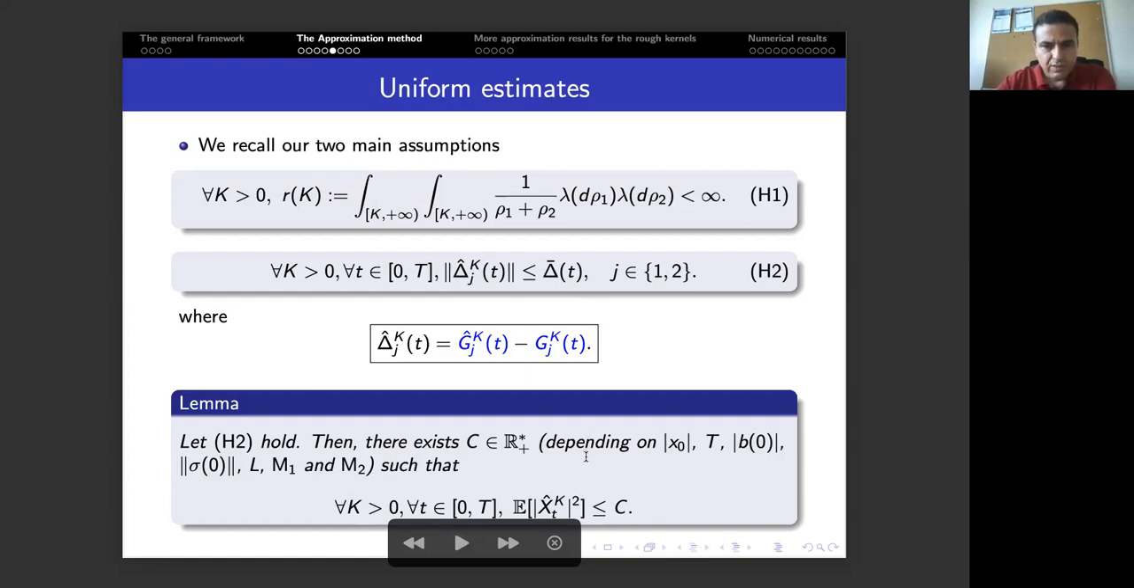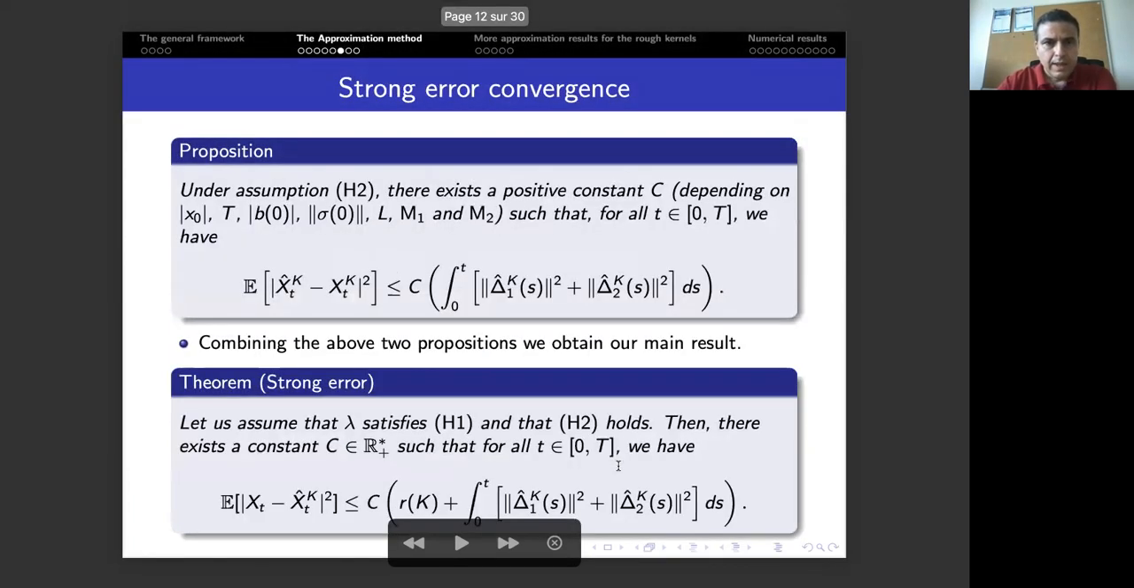Then we have a first result. Under assumption H2, we are able to prove that we have uniform bounds of the second moment of the truncated approximated stochastic Volterra equation. So under assumption H2, we have this second moment finite. And we have the following proposition.